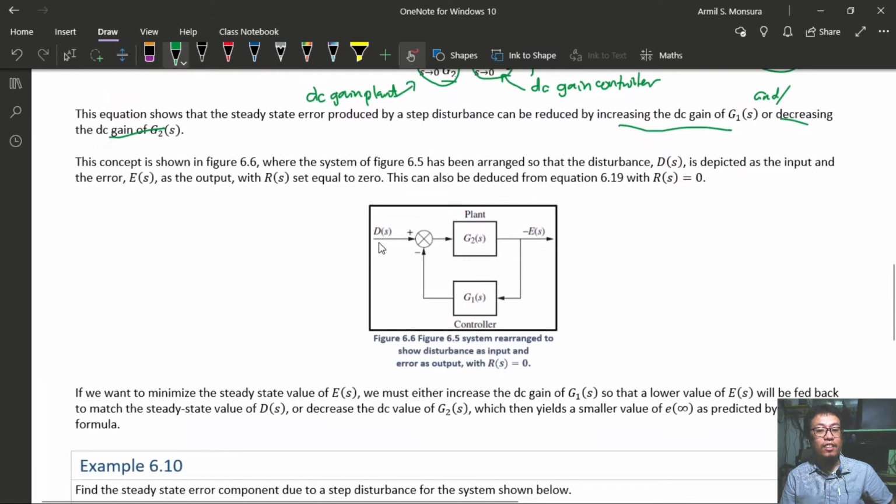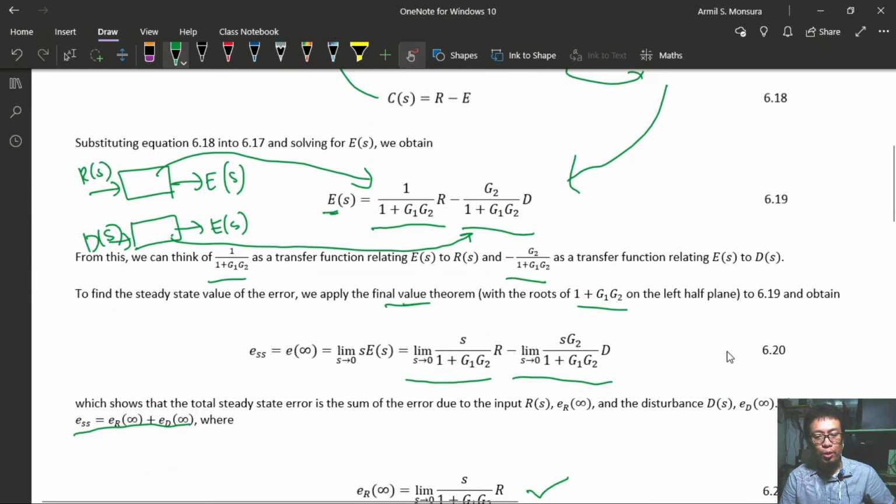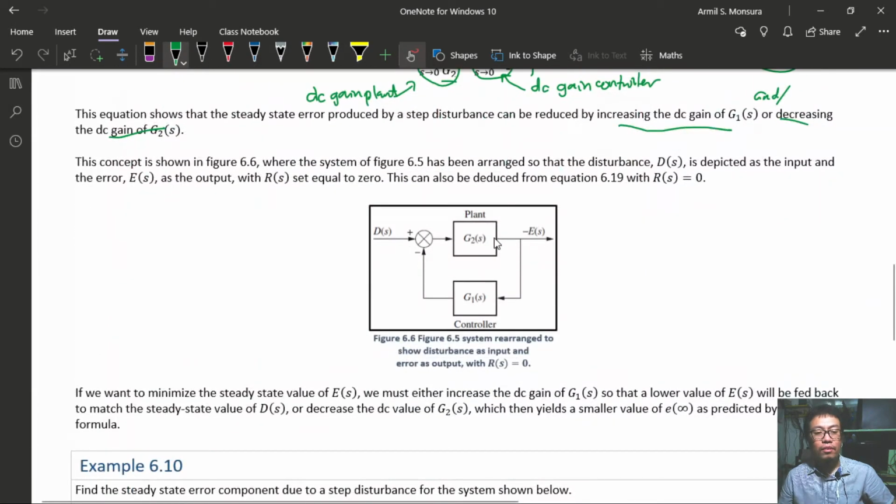pwede natin siyang tingnan, okay, in that case where di ba sabi ko sa inyo kanina, let us look dun sa equation 6.19. Okay, sa 6.19 pwede nating i-treat as a separate system. Okay, tapos ito yung closed loop transfer function niya. Yan. Okay, so tingnan natin ulit siya. Okay, so we will have yung D natin, o yung disturbance input natin. Tapos ito yung system natin. Okay, so this would be your system.